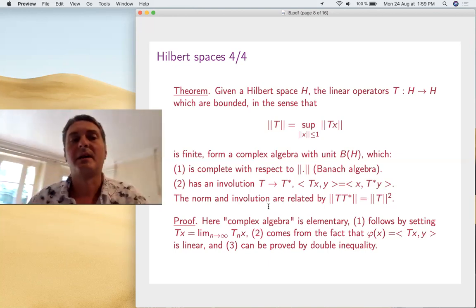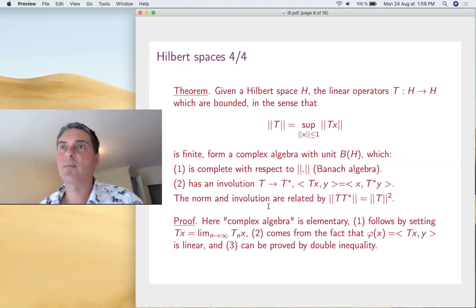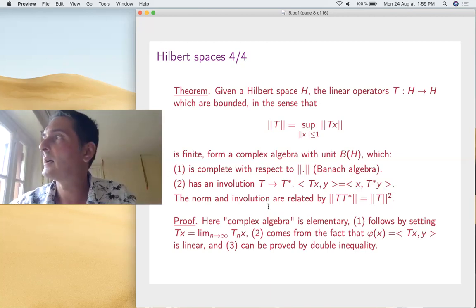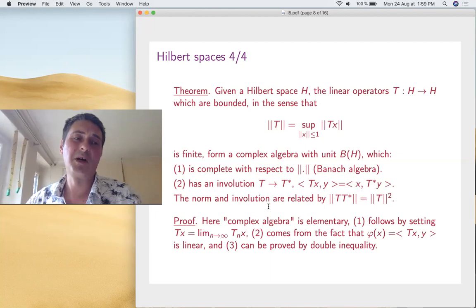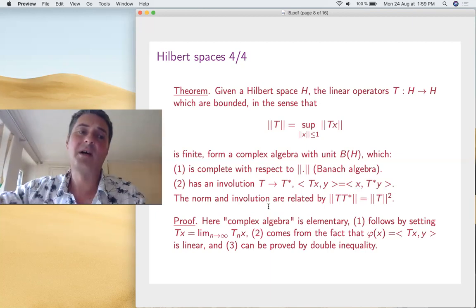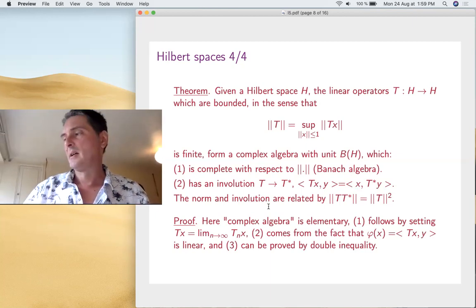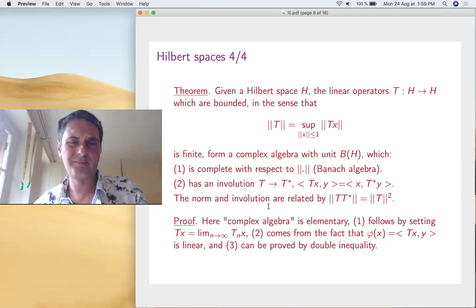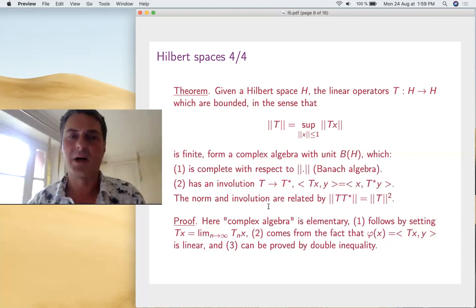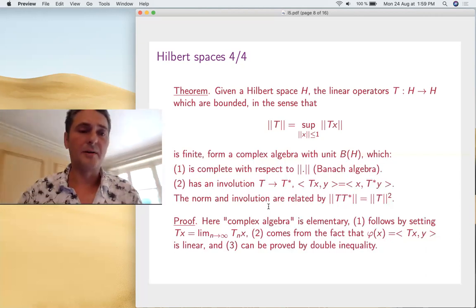The norm of T star T is the norm of T squared. This is clear for matrices. I mean, on both sides you have the square of the biggest eigenvalue, in absolute value. In general, this can be proved by a double inequality, no problem.